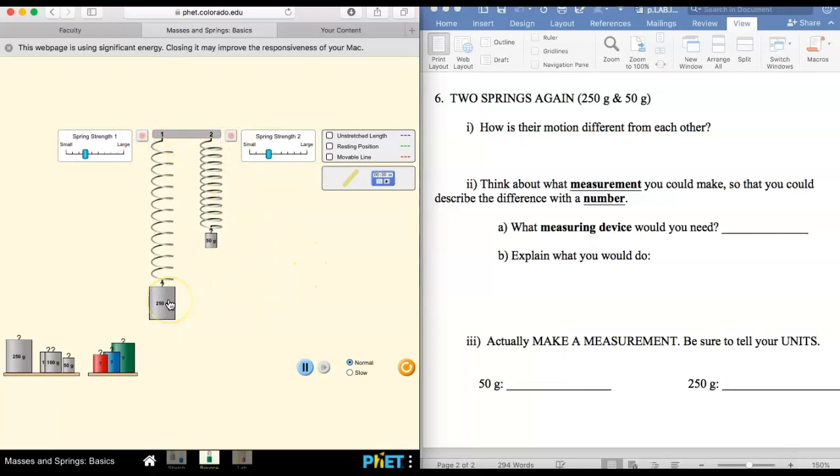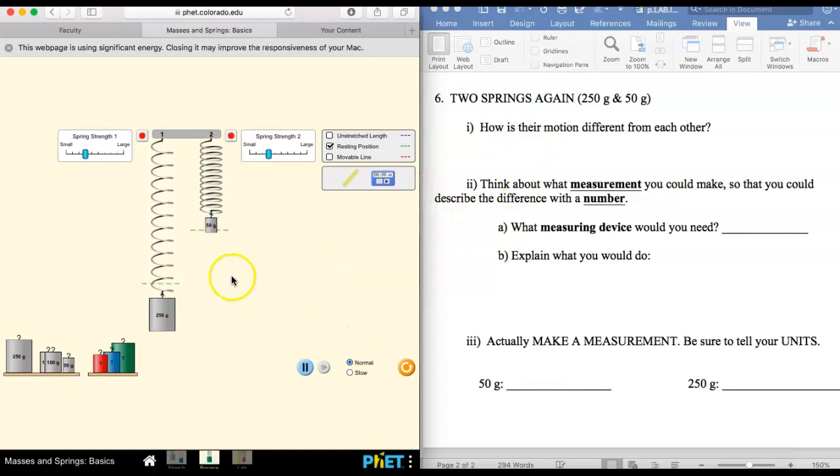Okay, and I'll pull each one down the same amount. So I'm going to mark the resting position for each of them, and then pull each one down just a little bit. Try to pull them down the same amount, so there's no difference in amplitude. The thing that's different about them is not amplitude. Whenever you do experiments, you try to keep all the variables the same except one. The springs are the same, the amplitudes are the same. The only thing that's different about them are the masses.